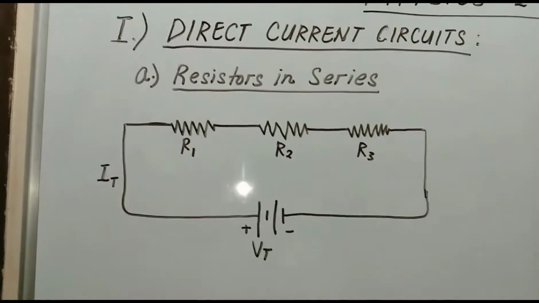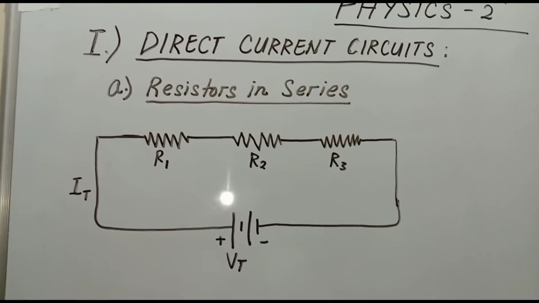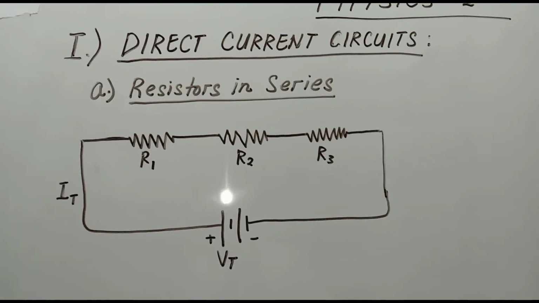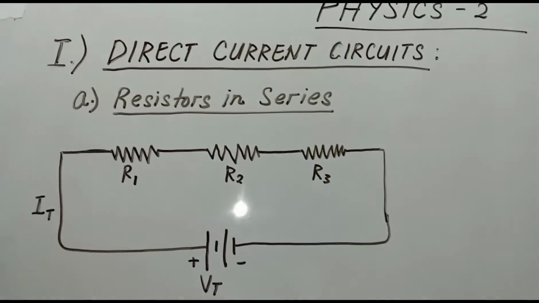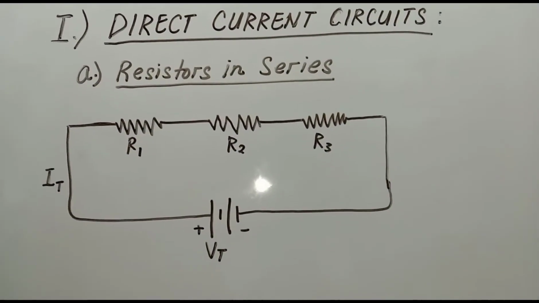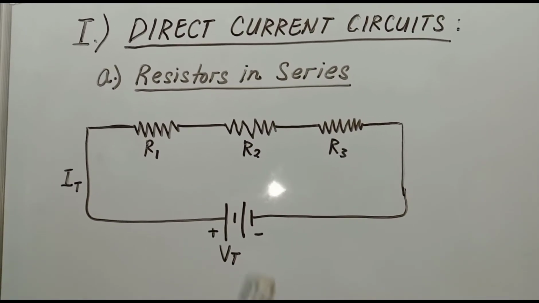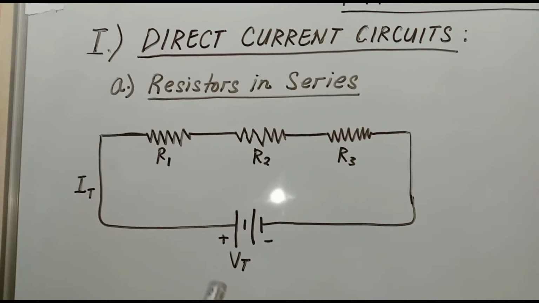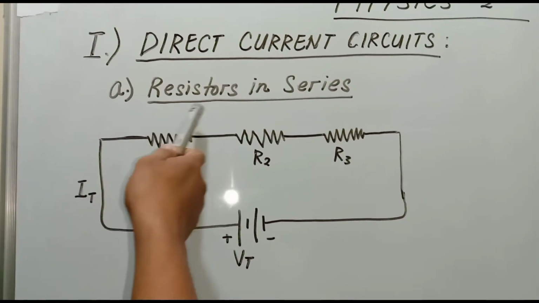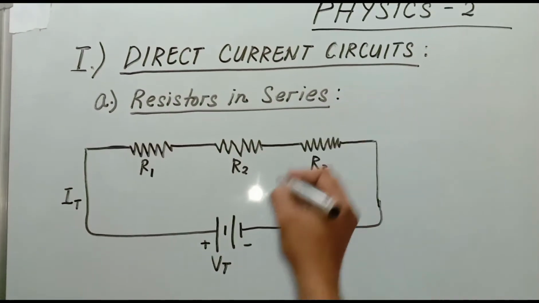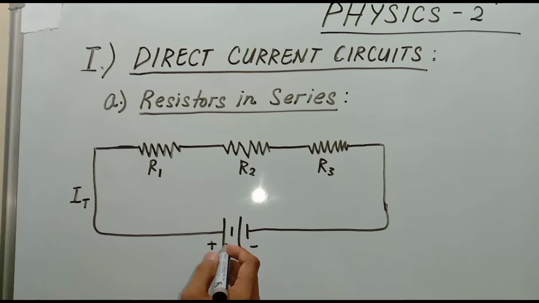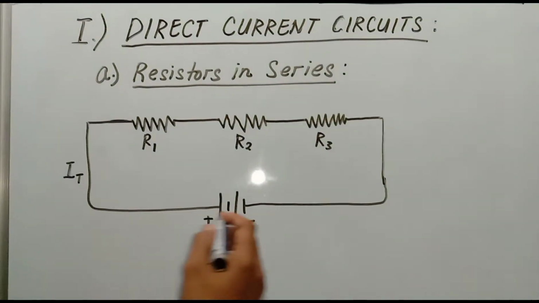Actually, there are two types of direct current circuits. First is resistors in series, and the second one is resistors in parallel, but I will tackle that one later, guys. First I will discuss to you the resistors in series connection. So, series connection. I have here a diagram showing series connection.